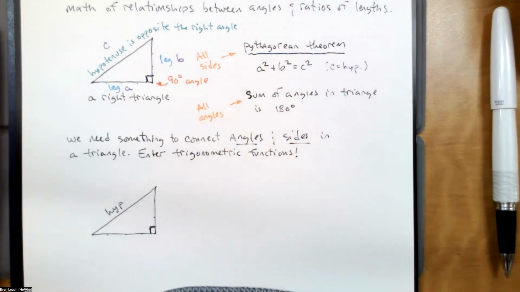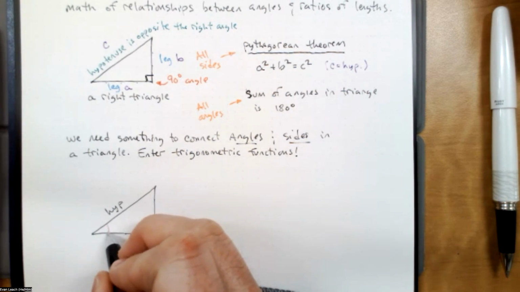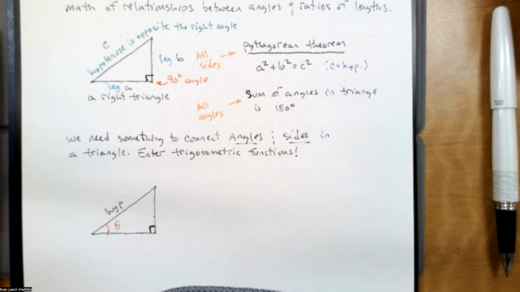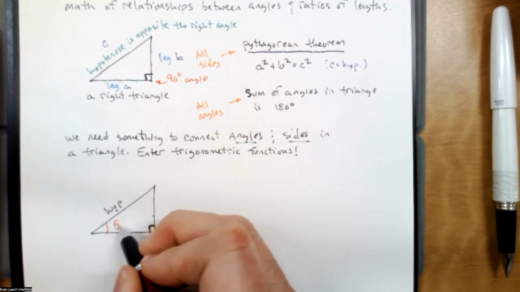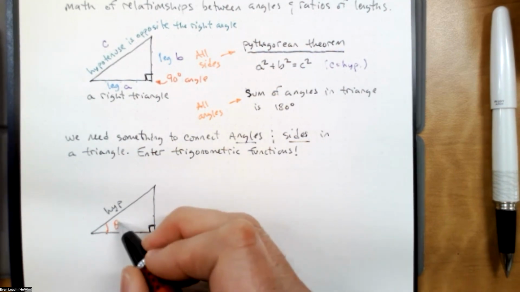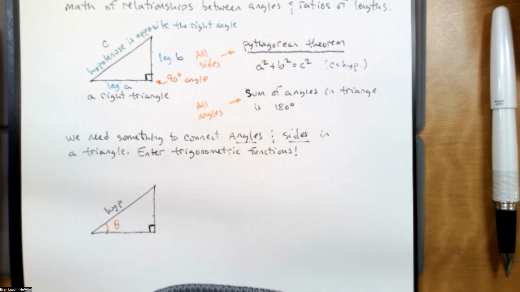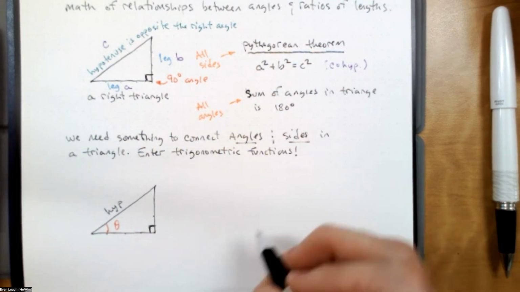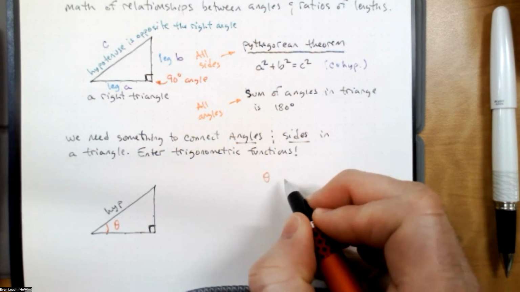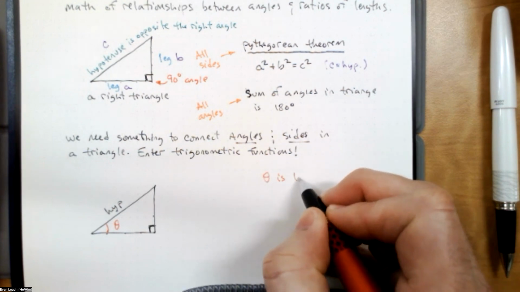Yeah, that's better. So we're going to give a name to one of these angles. I'm going to say this angle down here, I'm going to give it a name theta. To make a theta, you just make an O and slash through it, or make a 0 and then cut through the middle of it. This is a lowercase theta.